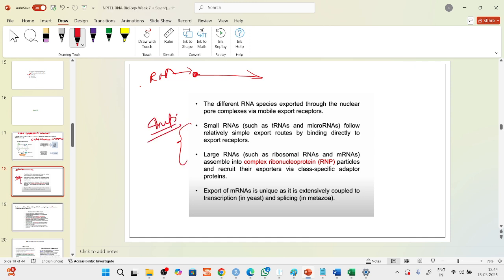If you have small molecules like small RNAs, then they have a relatively simple export route. They can directly bind to the export receptors and go. But if you have large RNA, then they assemble into ribonucleoprotein particles (RNPs) and then recruit their exporters via specific adapter proteins. Export of mRNA is unique as it is extensively coupled to transcription and splicing.